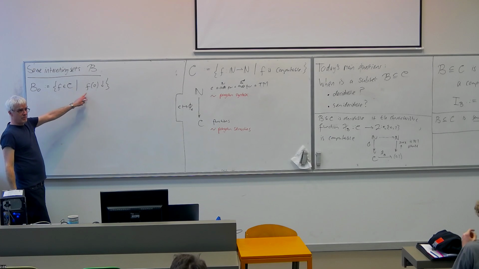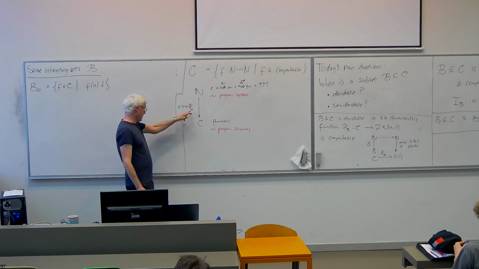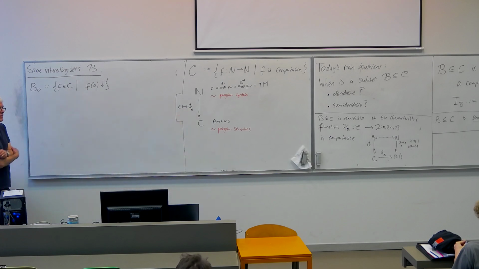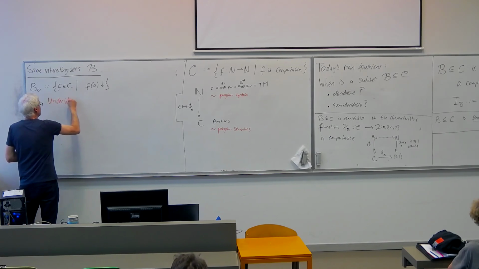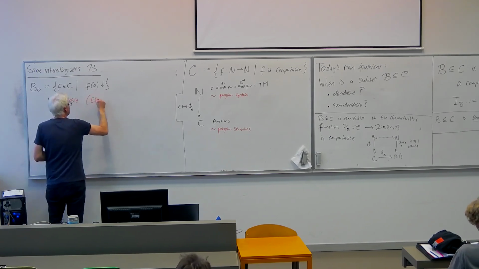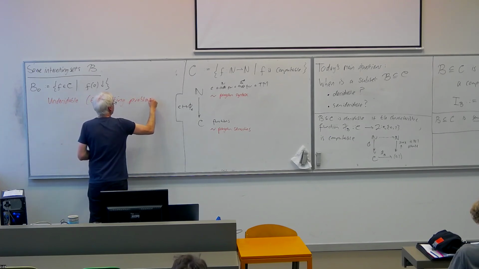So given an index e for a partial computable function, can we decide whether or not phi of e applied to 0 terminates? Do you think? Why not? What is this an instance of? So we could reduce the halting problem. Yeah, so this is basically like the halting problem, but this is sadly undecidable. It's basically the halting problem. So we can't decide that one.